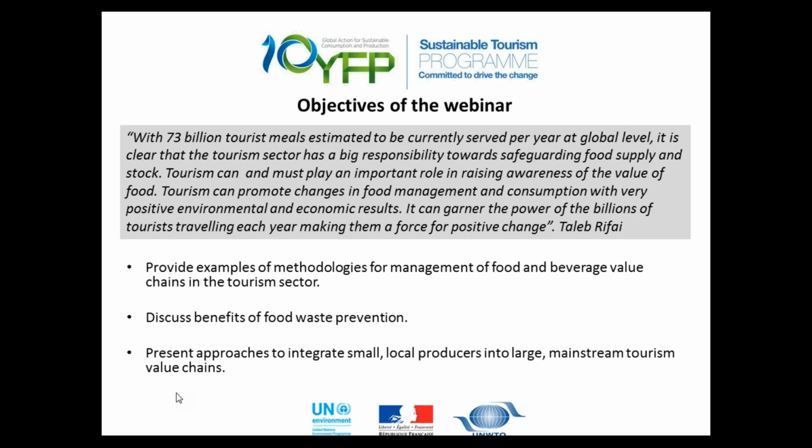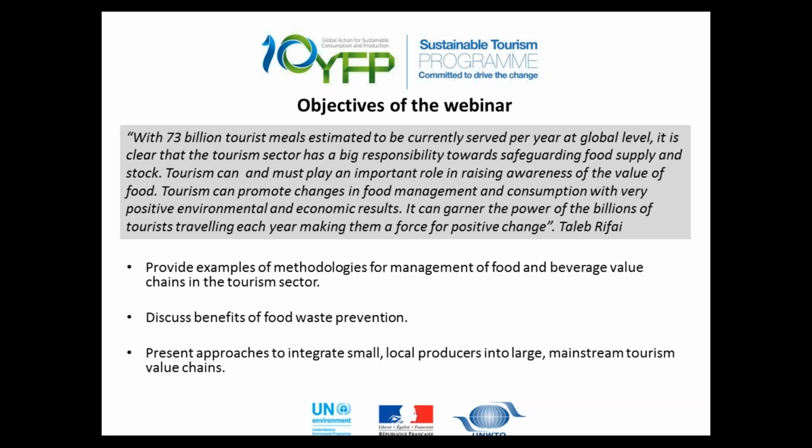Global estimates show that approximately 73 billion meals are served to tourists each and every year. The sector is responsible for a significant proportion of global food purchasing. The sector can also promote changes in food management and consumption, leading to positive environmental and economic results. The tourism sector can play an important role in raising awareness of food and in turn contribute to the reduction of food waste, a priority for the 2030 Sustainable Development Agenda under SDG target 12.3.